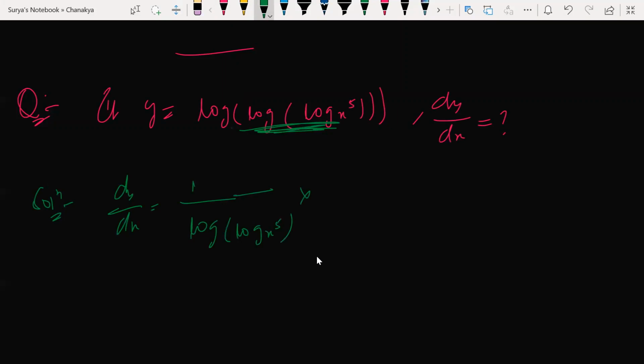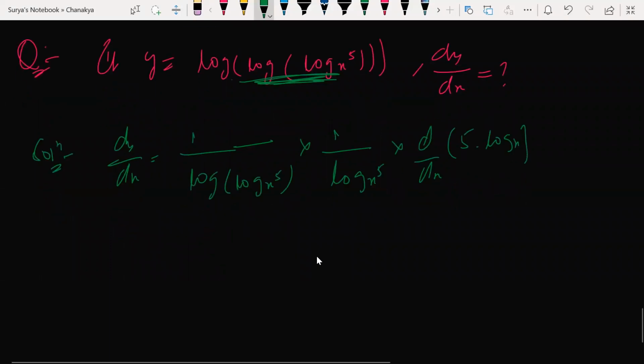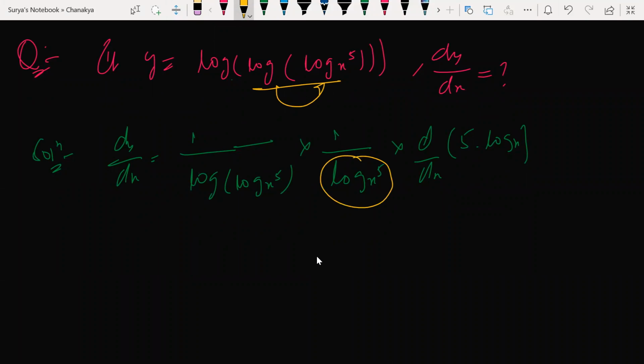Next, d by dx of this function. d by dx of this function is what? 1 by x into d by dx of again this function, 5 times log x. You understand how I wrote this? What I did here is, d by dx of log x is 1 by x into d by dx of the inner function. Into d by dx of the inner function, which can be written as, you know this, right? Log of x to the power of n can be written as n into log x.